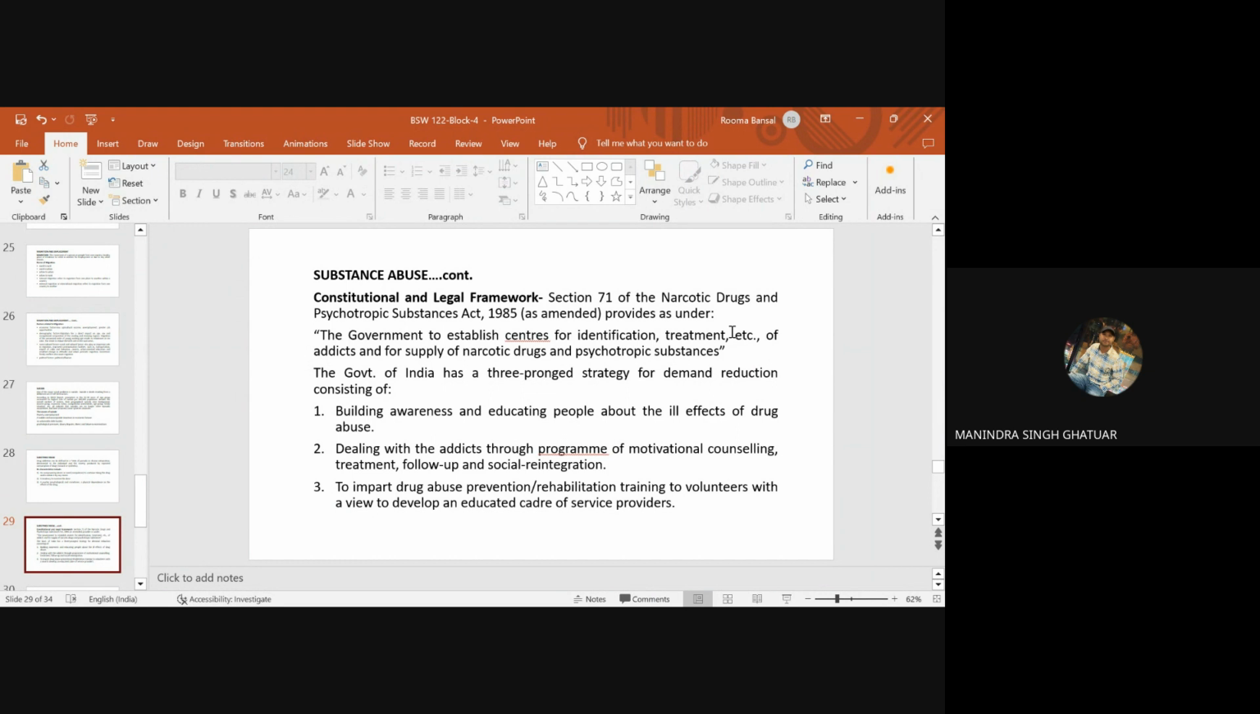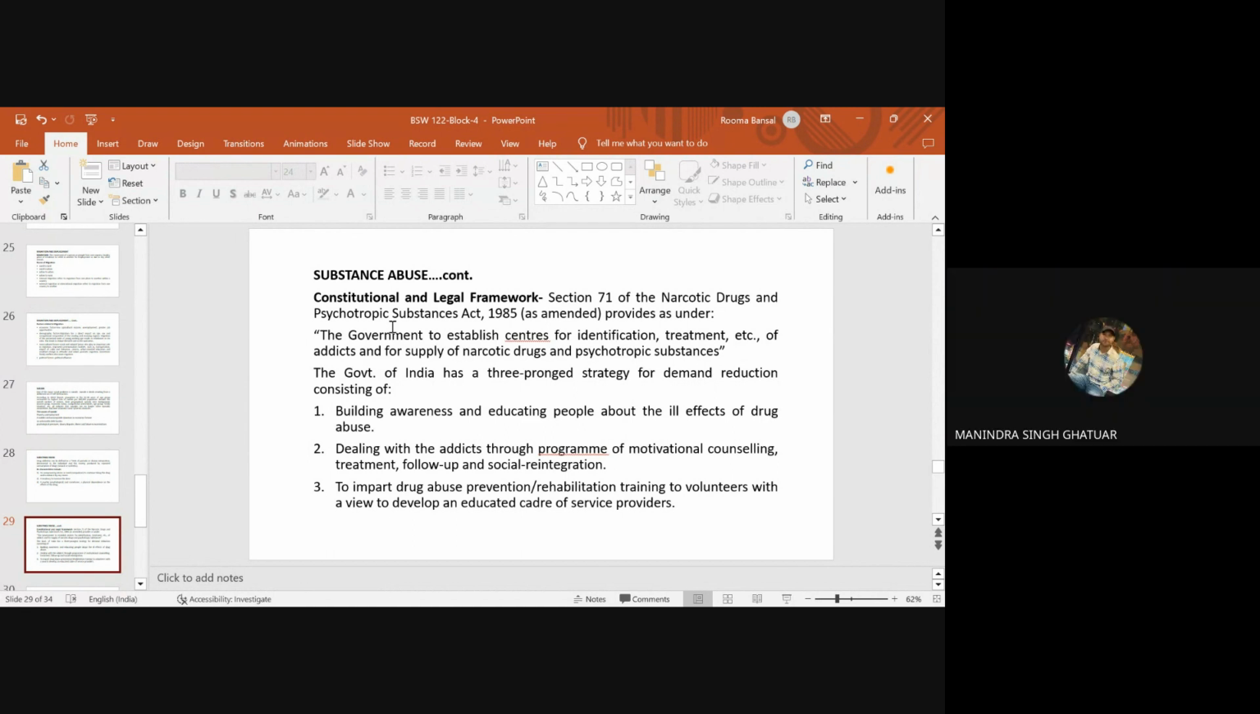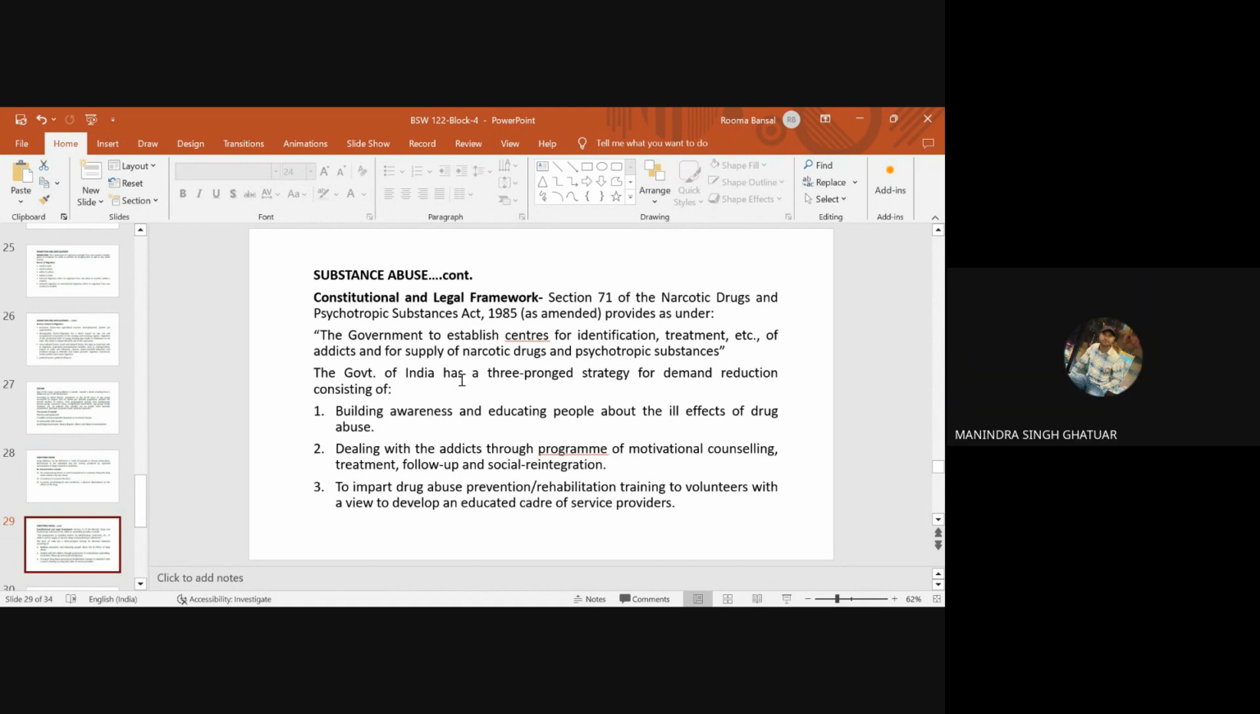And psychotropic? Let me see the specific meaning of psychotropic substance. A chemical substance that changes the function of the nervous system. Yes, drugs that directly affect our nervous system are known as psychotropic substances, and they result in alteration of perception, moods, cognition and behavior. These are called psychotropic substances.